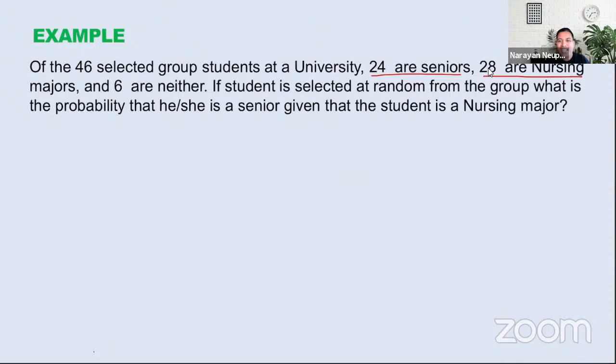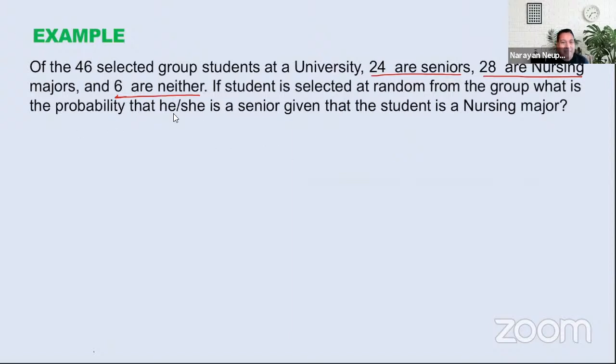28 are nursing. When I say 28 are nursing, they can be freshmen, sophomore, junior, or senior, so they are from all over the place. And 6 are neither. The 6 students from that 46, they are not seniors, so they may be freshman, sophomore, junior, and they are not in nursing. They may be engineering or some other thing. So that is the different demographic that is given in the problem from that selected group of students.